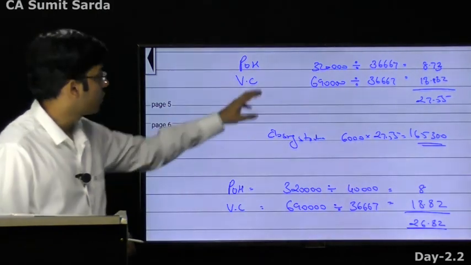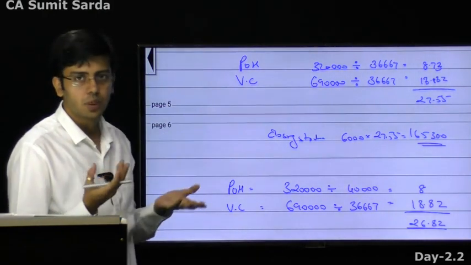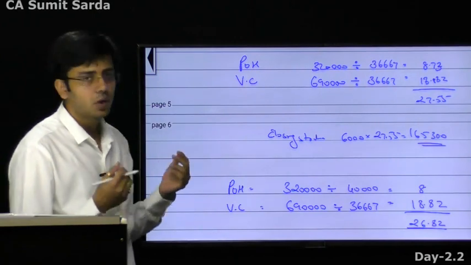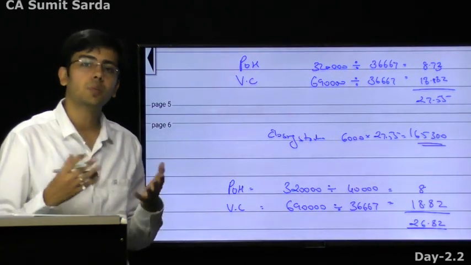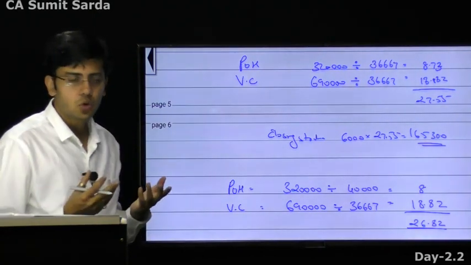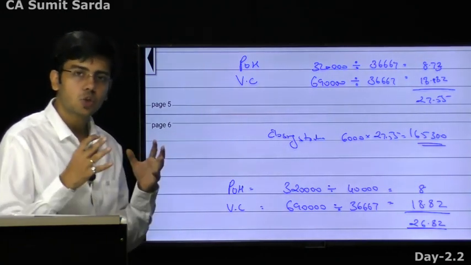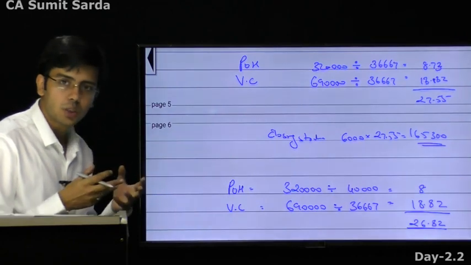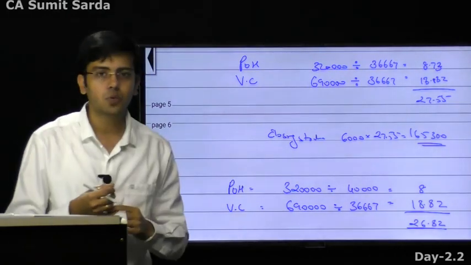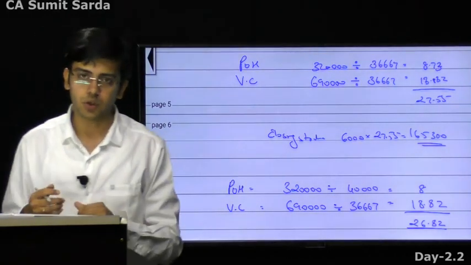In the first case, what we have assumed is, given in the question, that normal capacity, 1 month we remain closed as normal capacity, as normally. So normal capacity is 36,667. But in second case, we have seen that it is not closed normally, for abnormal reasons you have closed it. So the number of units are going to be 40,000 when I talk about fixed overhead.